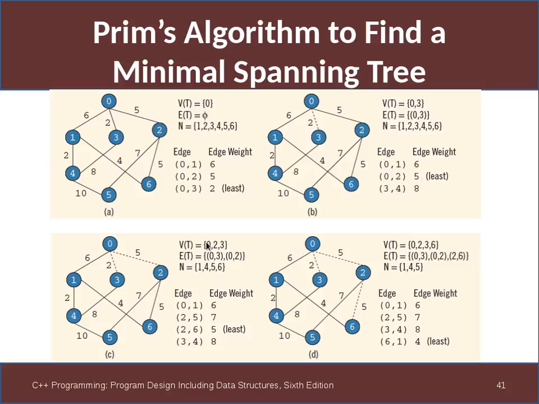So we're going to choose that guy. Vertices now are, notice we have 0, 2, and 3. Edges we just have from 0 to 3, 0 to 2. Nodes we have not visited, 1, 4, 5, and 6.